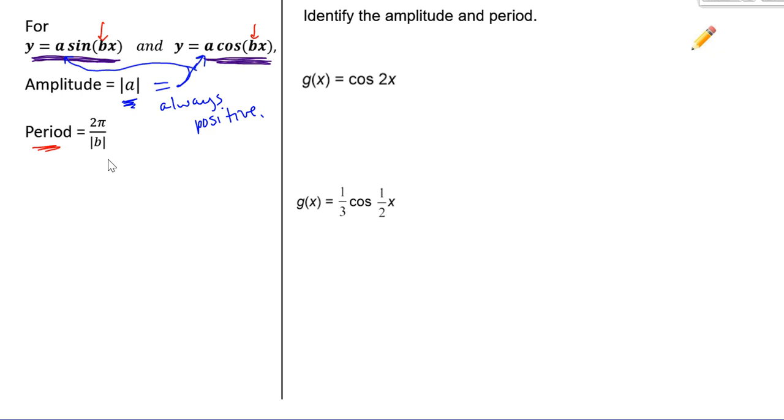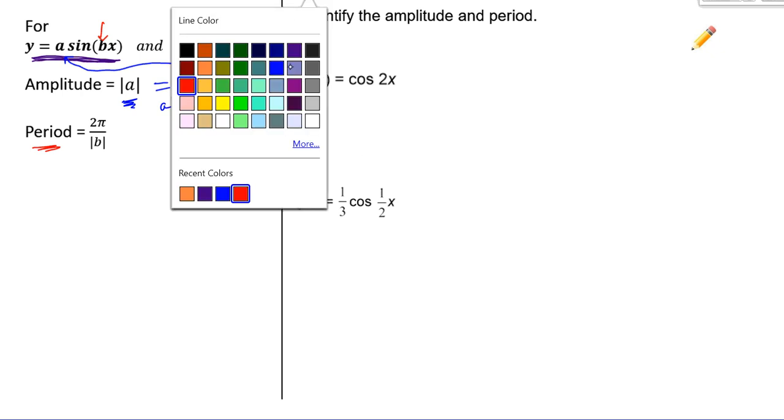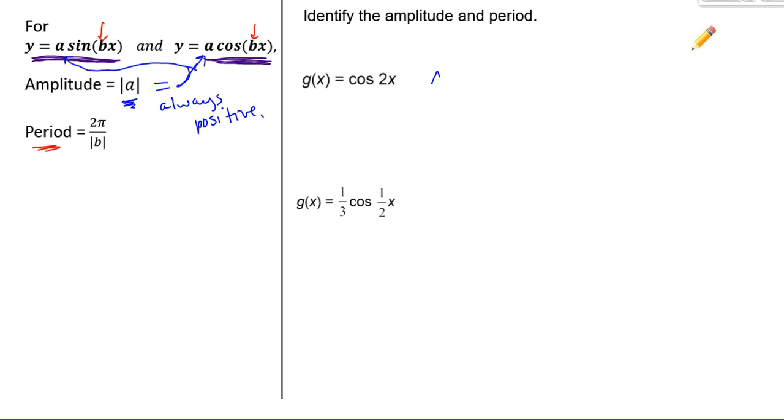Let's try some. Let's go with amplitude first. Amplitude is the number out front here. Uh-oh, there is no number. Yes, there is. Superman. Sorry, Super One. Da, da, da. Here I am. I'll save the day. I'm always here. That's the amplitude. And then period, a little bit of math. This is going to be 2 pi divided by, now we need this number, b, right here.